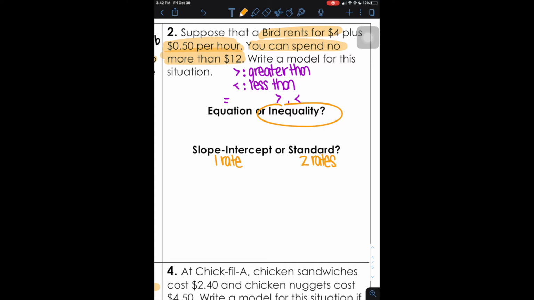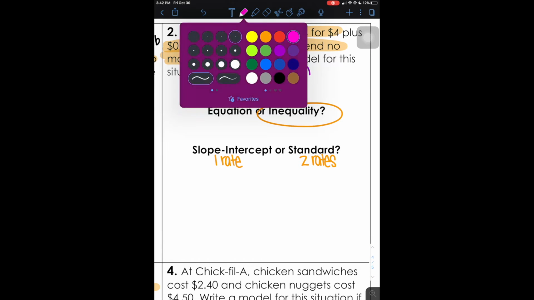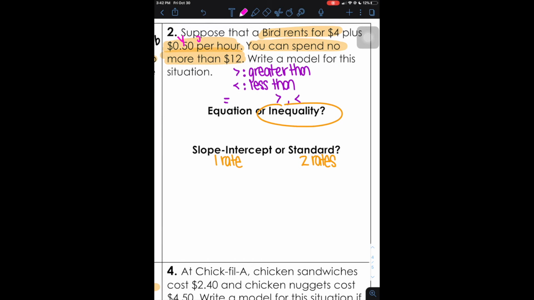But 50 cents per hour, that is a rate, because I see it, Y per X. For each hour, I'm having to pay 50 cents. That signals to me it's a rate. But I only see one, so I'm going to go with slope-intercept form. And I know the general format for that is y equals mx plus b.